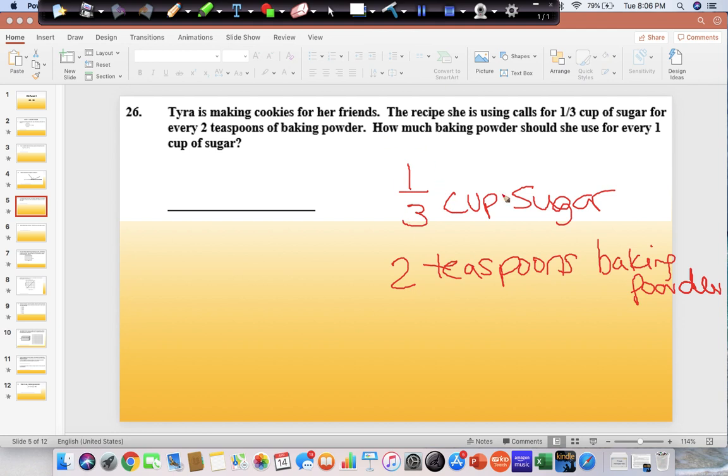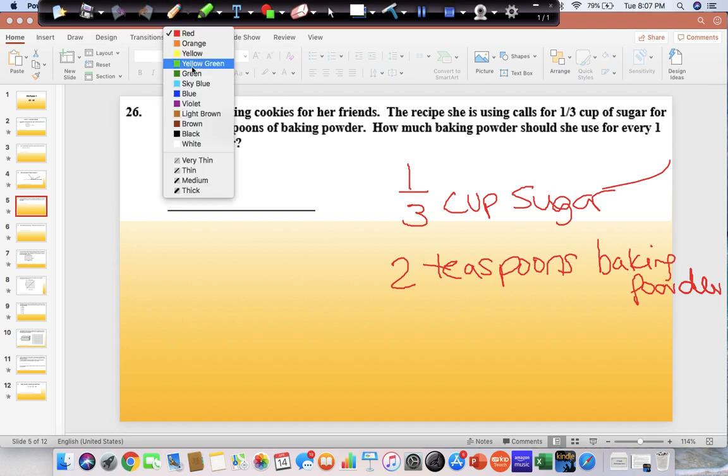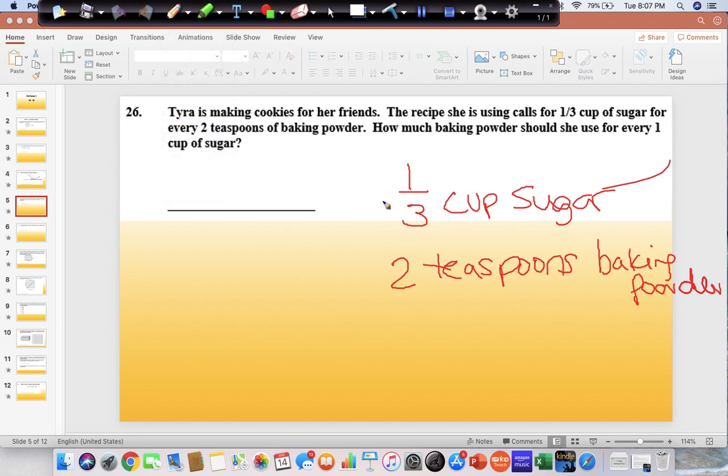Well, to turn 1/3 cup of sugar into 1 cup of sugar, you would multiply that by 3. So this times 3 gives me 1 whole cup.